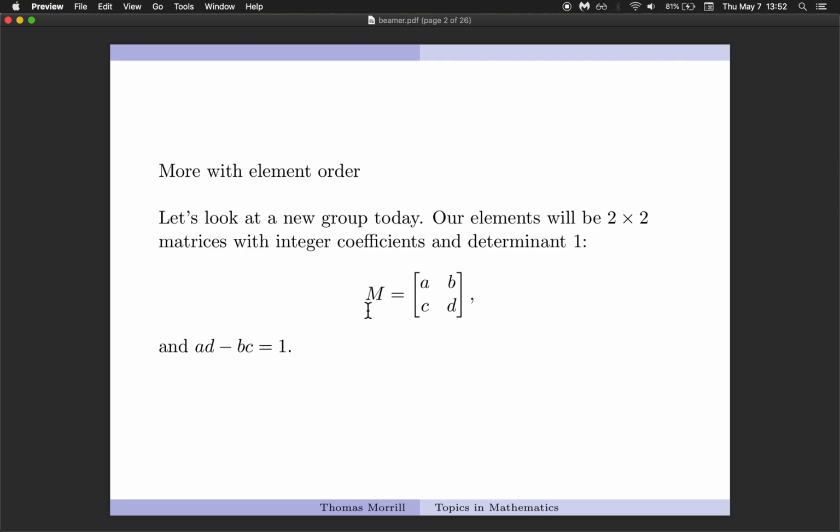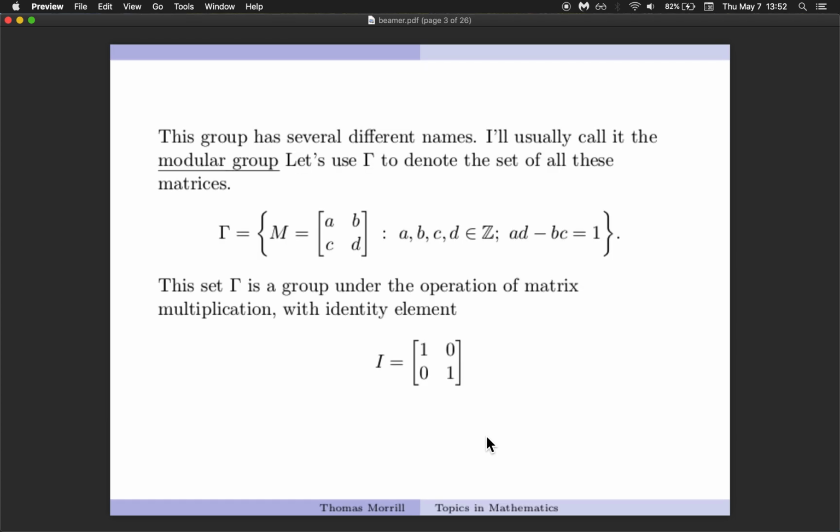So my M is equal to the matrix A, B, C, D. All of the entries in this matrix need to be integers. So A is an integer, B is an integer, C is an integer, and D is an integer. And they need to satisfy a condition that the determinant of this matrix is equal to 1. And if you need refreshing, I'll remind you that the determinant formula is AD minus BC. So I just need 4 integers in a box, and A times D minus B times C equals 1. Those will be the elements of my group.